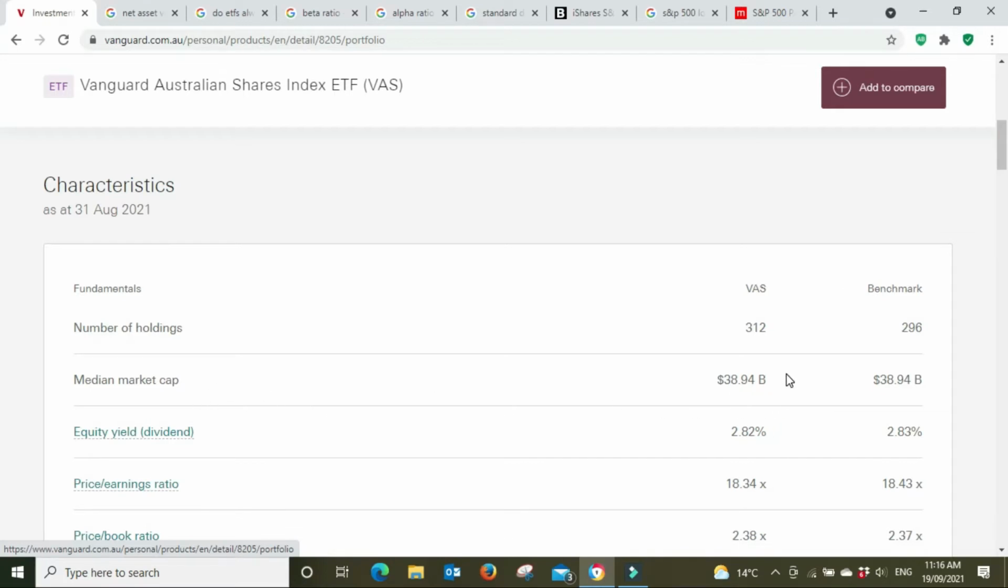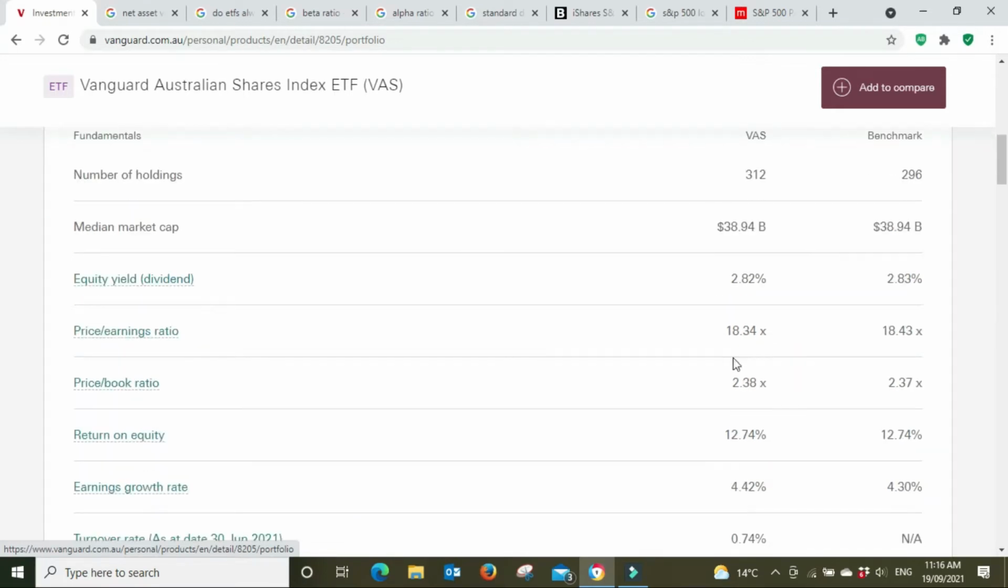The market capital, $38 billion. Your equity yield, your dividend, so this is basically, you can look at it like an interest rate as far as dividends go. So if you buy $100 worth of VAS, you can expect to make $2.82 or 2.82% in dividends paid out on your stock. Price to earnings ratio.